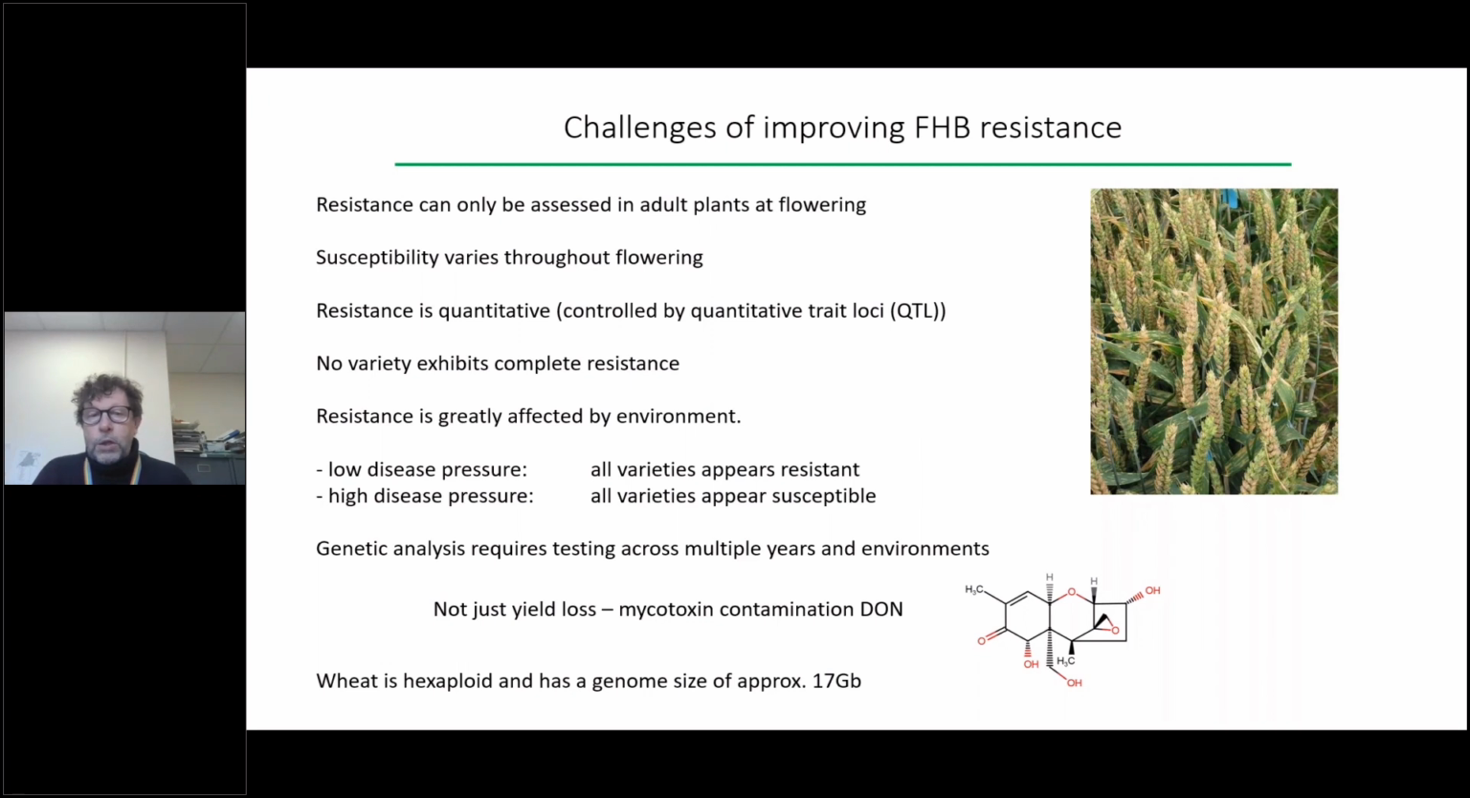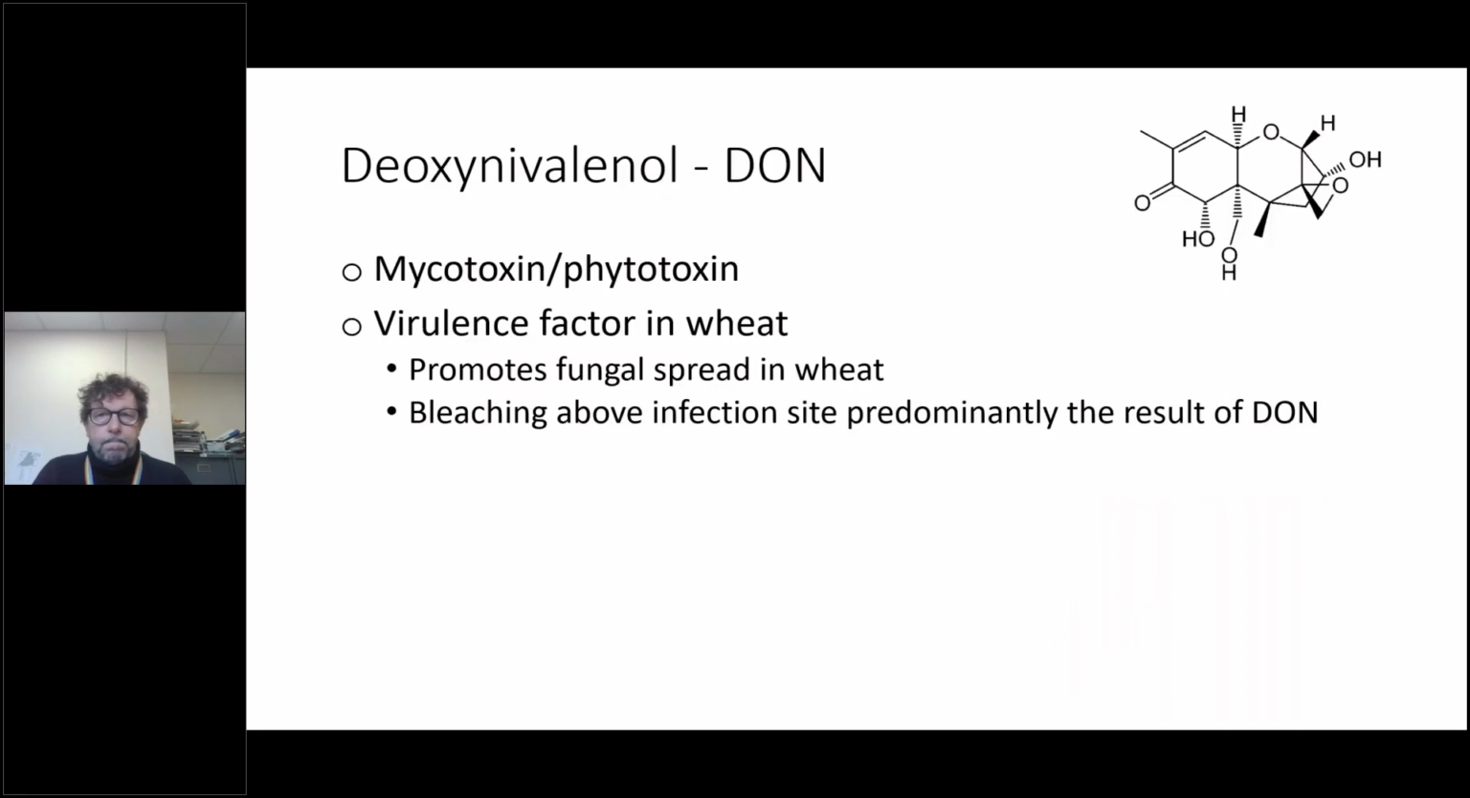For those of us working on the genetics, it becomes really complex because of the huge genome size of wheat and the fact that within wheat there are 3 independent genomes all segregating with their various characteristics. DON, we still really understand relatively little about why the fungus produces it. It's a mycotoxin. It's very toxic to human and animal consumers, particularly pigs and chickens, but it's also a phytotoxin.